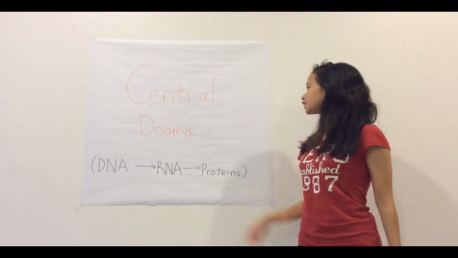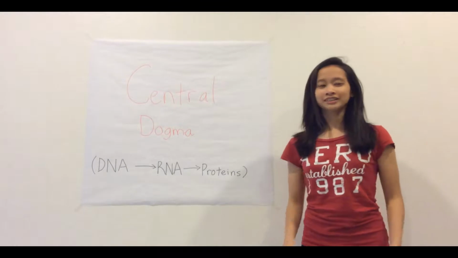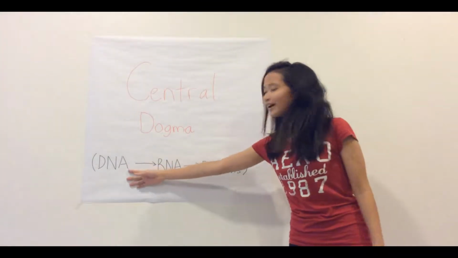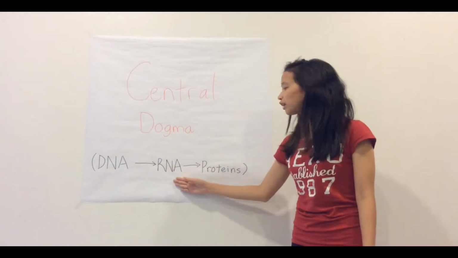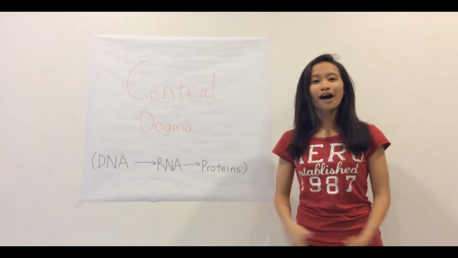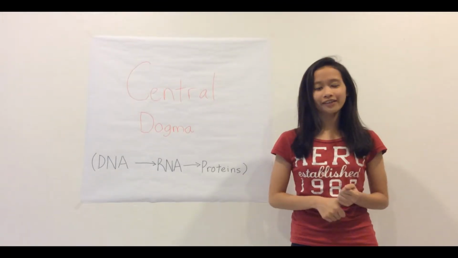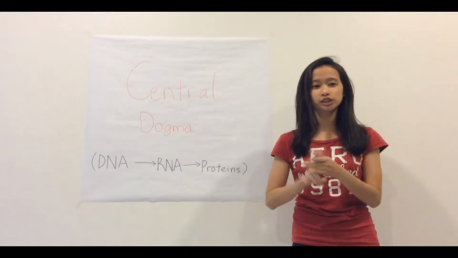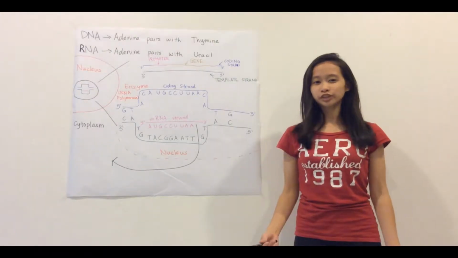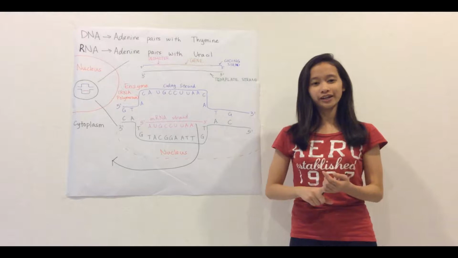And today I'll be teaching you about central dogma. Central dogma is basically how our DNA is read and later transcribed into RNA and finally translated into proteins. So how our DNA is read and finally expressed into proteins requires two steps, transcription and translation. The main purpose of transcription is to change DNA into RNA.